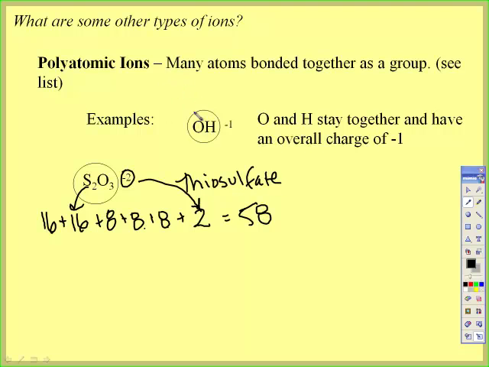Which means I actually did this one wrong, because I said that this was 16 when oxygen's 8. So really this one would be 8 plus 1 plus 1, so that would be 10. Let's see, 32, 40, 48, 56, 58, yep. So those extra electrons just add to the overall number of electrons. We don't know if those extra electrons are floating around, we just know they're extra. So those are polyatomic ions.